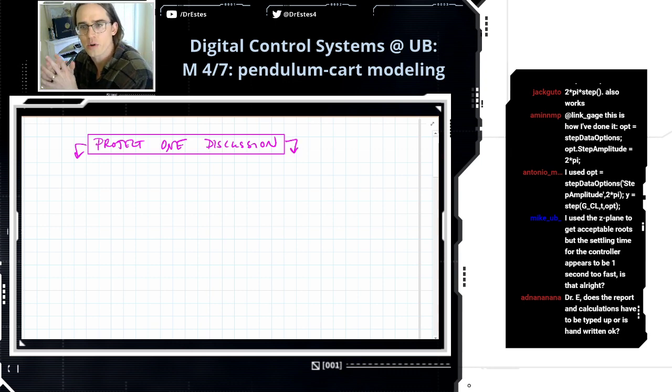Dr. E, does the report and calculations have to be typed, or is handwritten okay? Handwritten is definitely okay. Just make sure it's neat, easy to follow, legible, and so on.